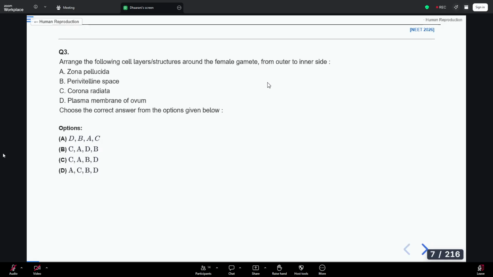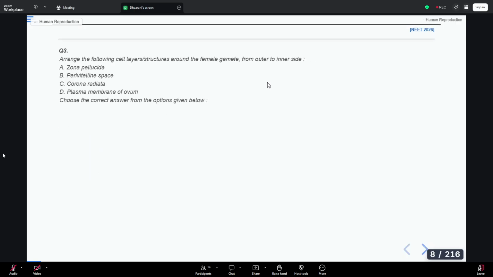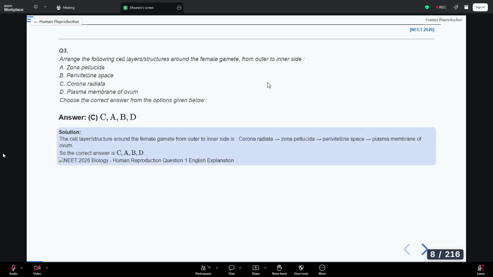Okay, let's see the answer now. What answers have you given? Some have given option D and one option B. So what is the correct answer? Corona radiata, zona pellucida, then perivitelline space, and then comes the plasma membrane of the ovum. The plasma membrane is the innermost layer. So this is the correct answer.